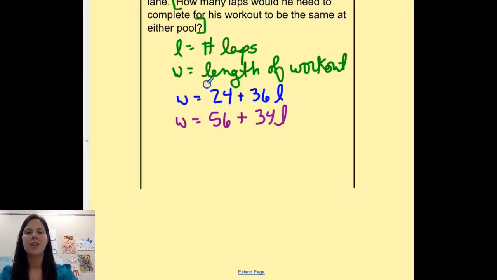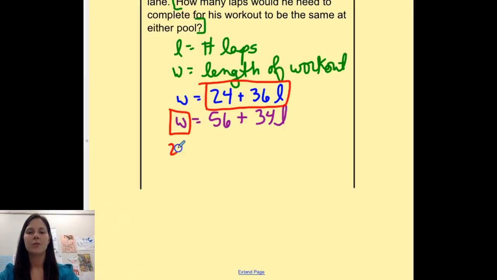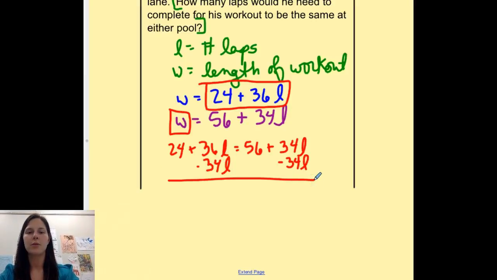Both of these equations are solved for W, so we get to choose which one we want to substitute. I'll just use that first one, W equals, and we're replacing W in the second equation with 24 plus 36L. So that will equal 56 plus 34L. To solve, we want to get our like terms together. This time they're on the wrong side of the equal sign from each other, so I'll subtract that 34L from both sides, leaving us with 24 plus 2L equals 56.